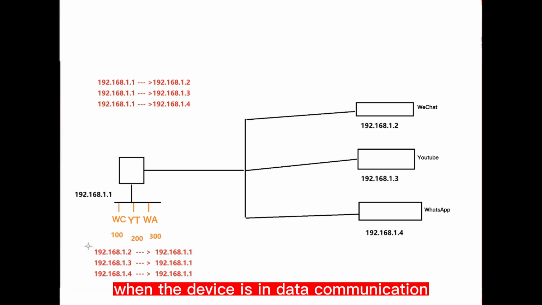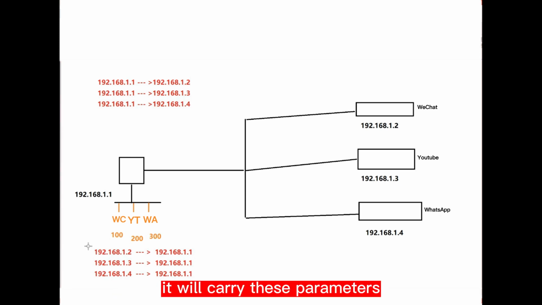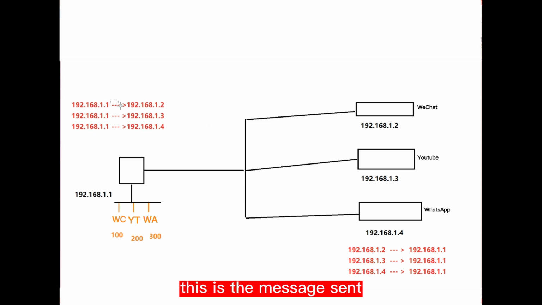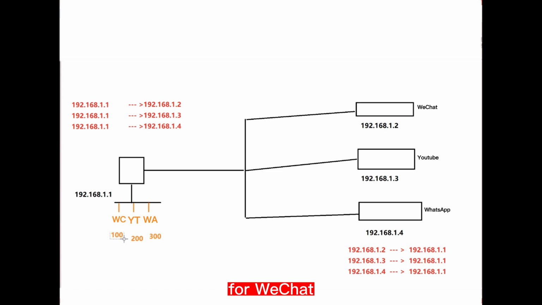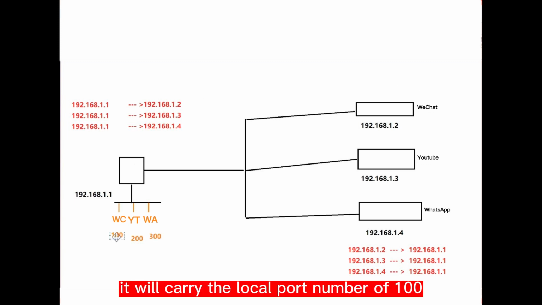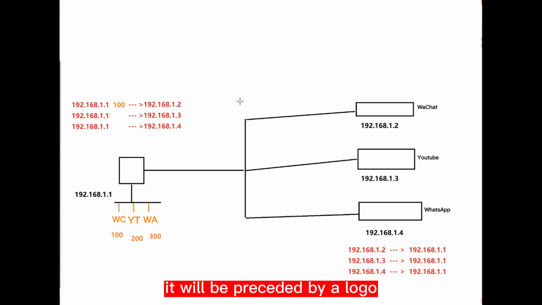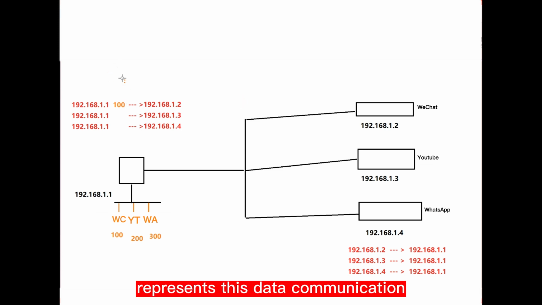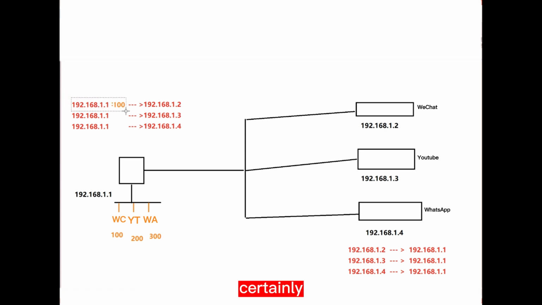When the device is in data communication, it will carry these parameters. Please pay attention. This is the reply packet, and this is the message sent. In it, we'll add something. For WeChat, when the device accesses 192.168.1.2, it will carry the local port number of 100, preceded by a colon. It represents that this data communication was initiated by local WeChat.